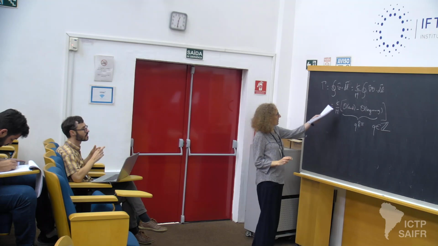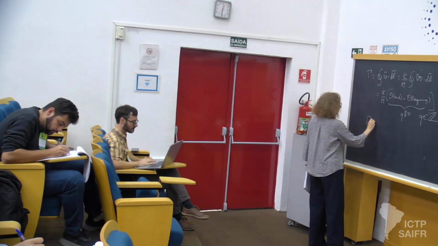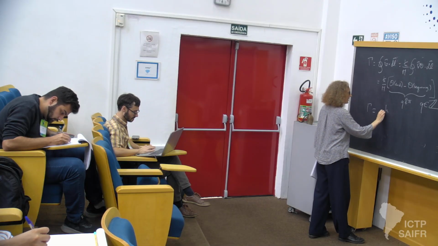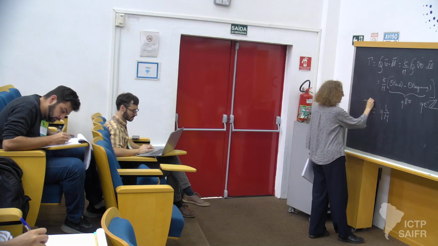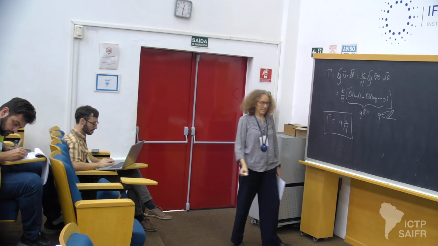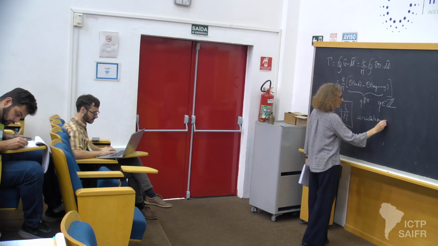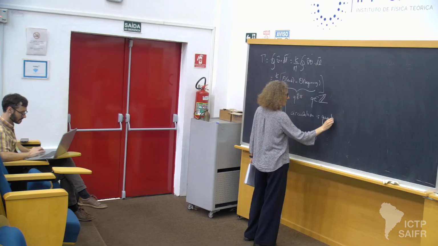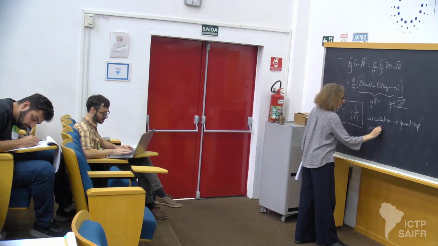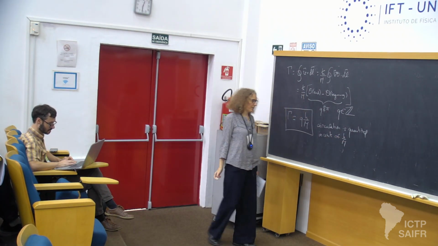Okay, so now I have h bar times 2 pi, this is h, such that the integral over a contour, the circulation of the velocity, is q, which is an integer, times h over m. So you see that the circulation is quantized in units of h over m, which is a quantum of circulation.